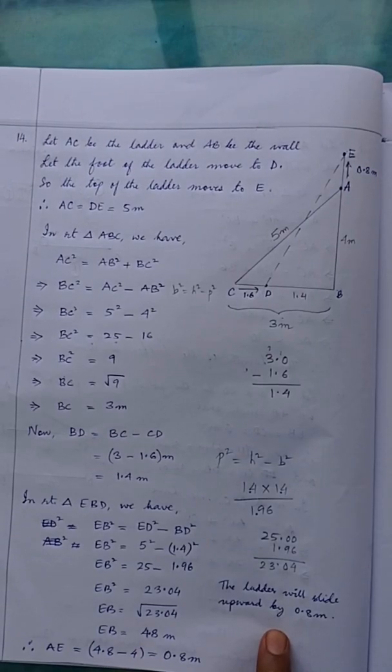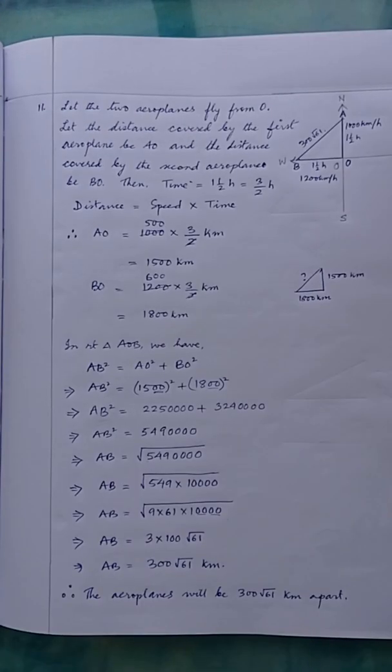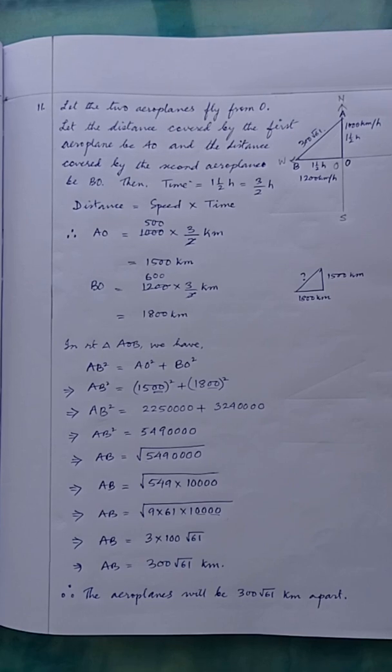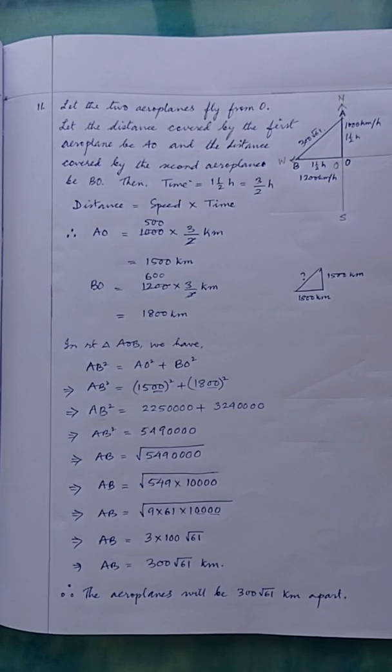And then we have one more question, and our last question, question number 11. In question number 11, an aeroplane leaves an airport and flies due north at a speed of 1000 km per hour. At the same time, another aeroplane leaves the same airport and flies due west at the speed of 1200 km per hour. How far apart will the two planes be after 1.5 hours? That is what we are going to find.